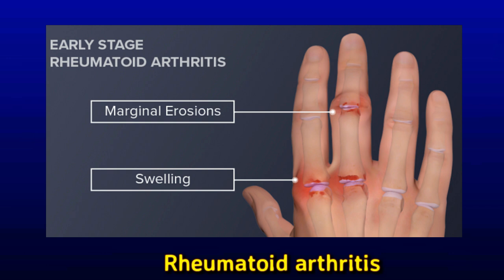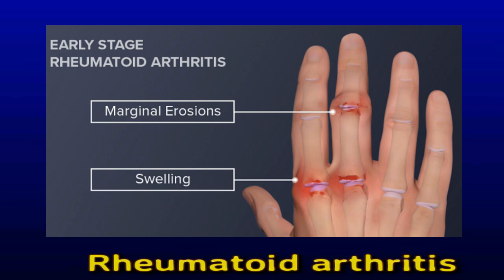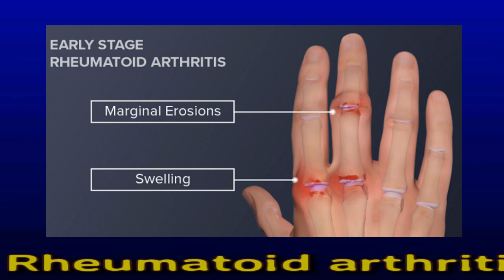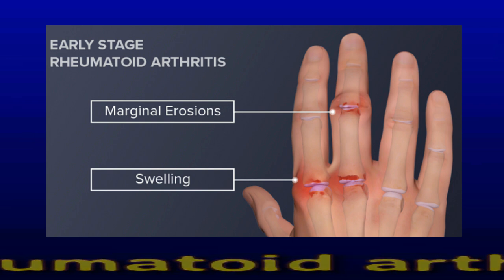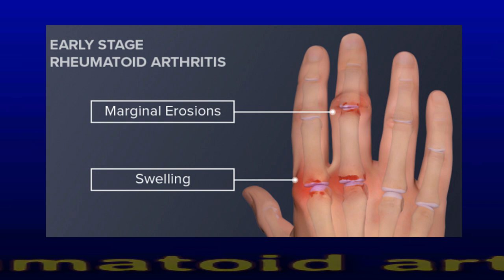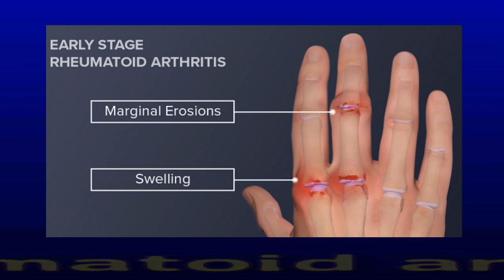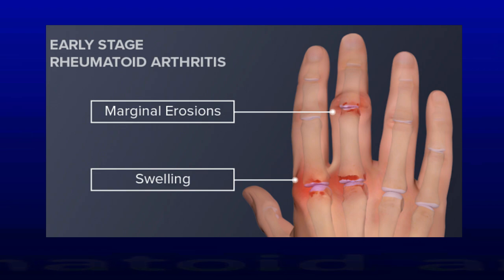Other symptoms can include joints that are warm or tender to the touch, misshapen joints that may cause a bend in the fingers, numbness and tingling in the fingers, fatigue and a lack of energy, fever.